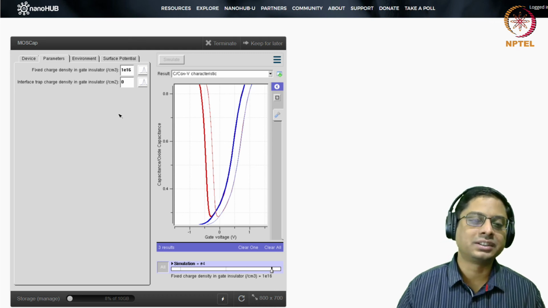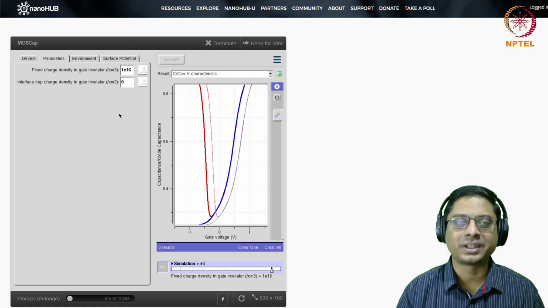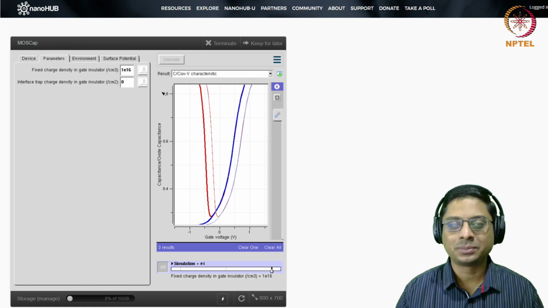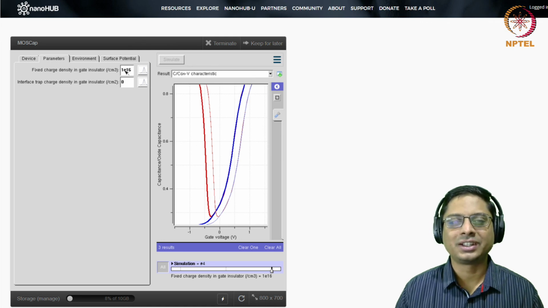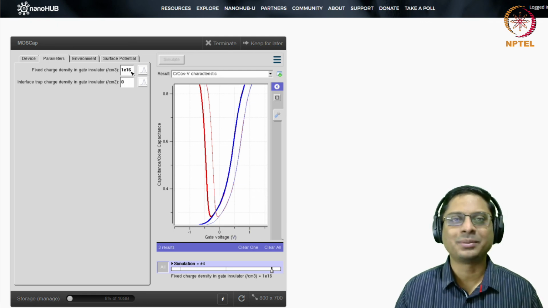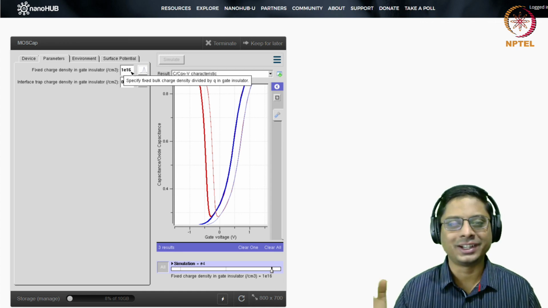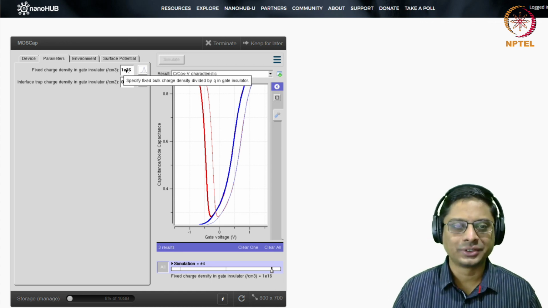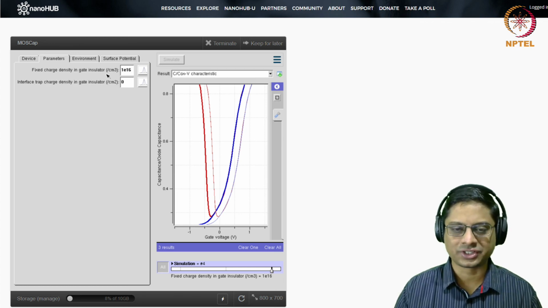Generally, in the lectures we talked about QI, right? That QI was per centimeter square. So please notice the difference. This is per centimeter cube, so this is a much larger number. I need to take a power of 2 by 3, and only then will I get an equivalent surface charge. So please don't put this number directly into your calculation of the VT, or you will get a very, very large VT. This is a volume charge, not a surface charge.